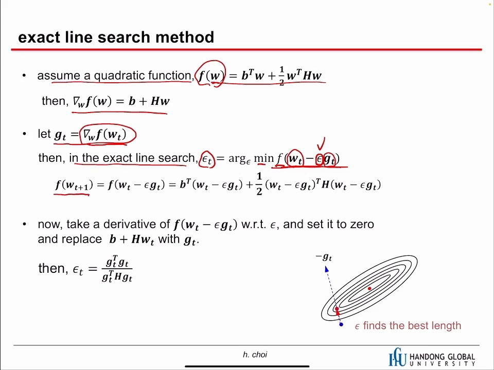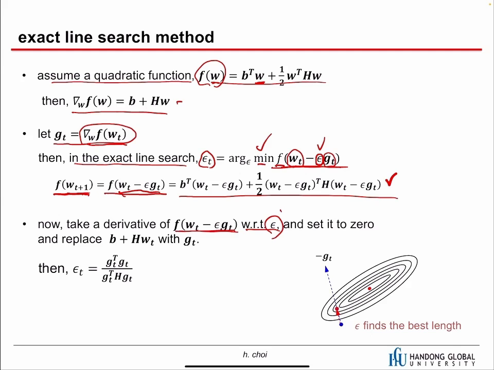Then the next step, w_{t+1}, is a function of w_t minus epsilon g_t. Then we can replace this w with w_t minus epsilon g_t. So now we have this one, and this is a minimization problem too, right? Then we can take a derivative of this function with respect to epsilon. Again, this one is different from this one, so we are talking about another problem.